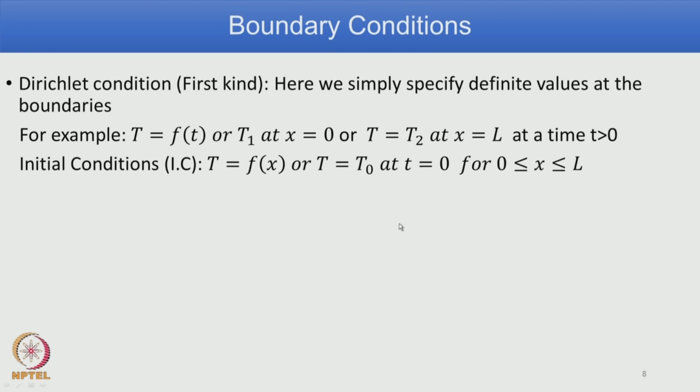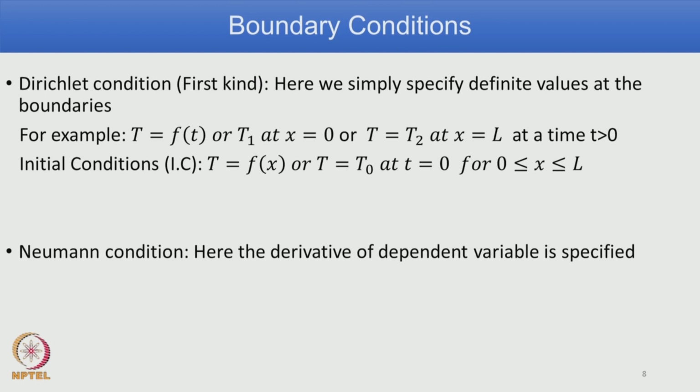This is the initial condition, and for time greater than 0, at x equal to L you have one value, and at x equal to 0 you have another value. So, you specifically give that value. Such a type of boundary condition is called Dirichlet boundary condition.